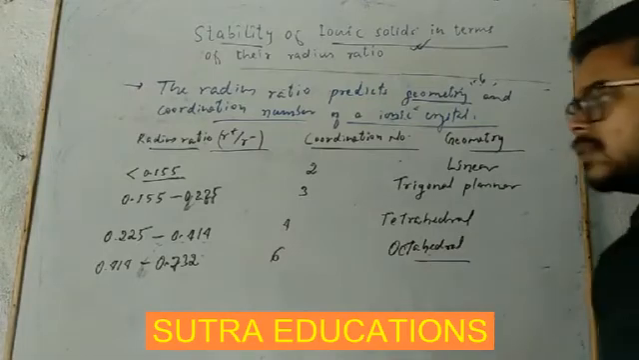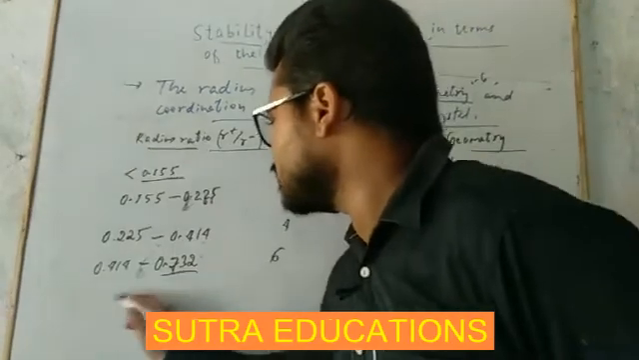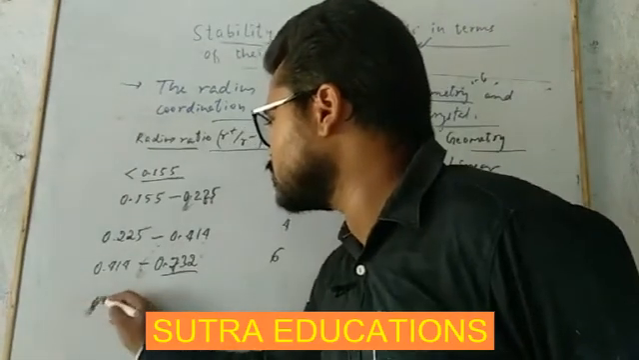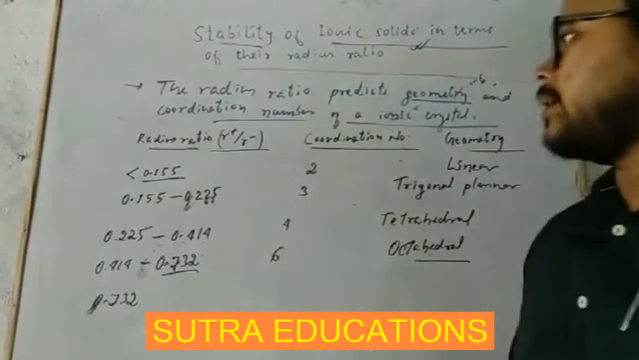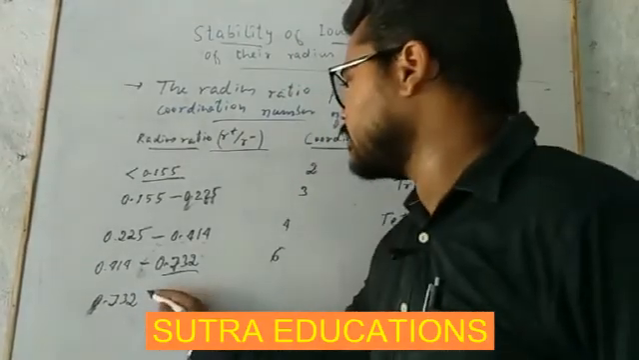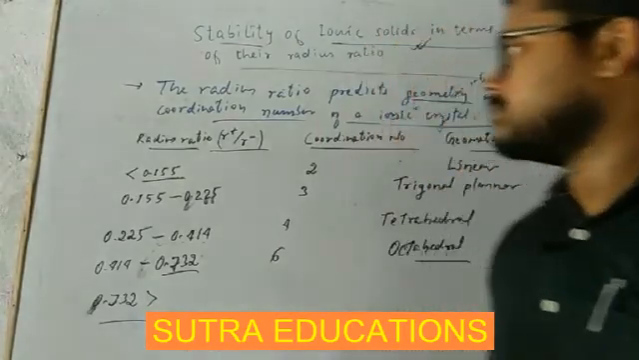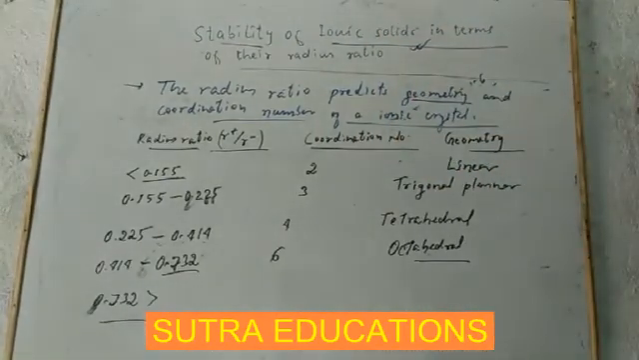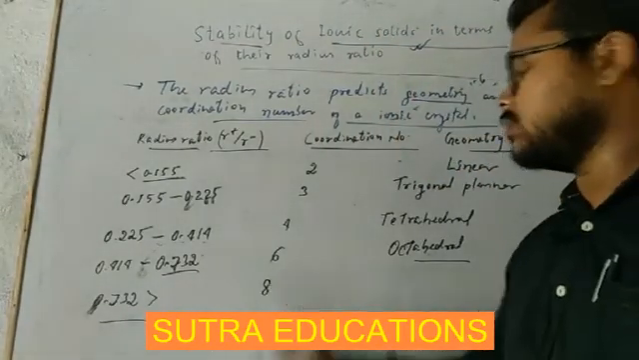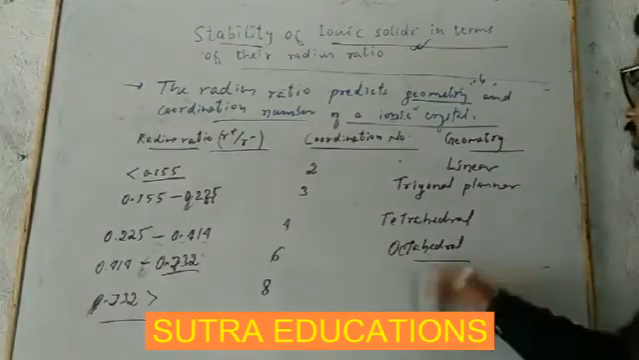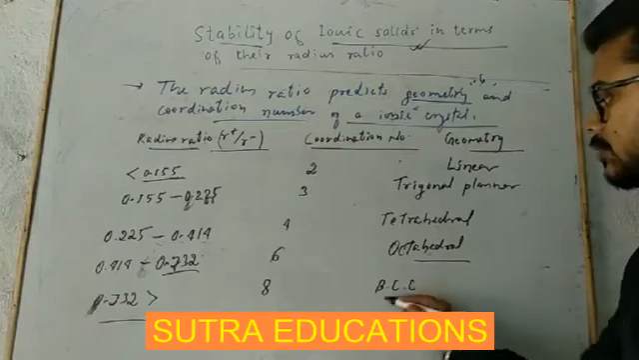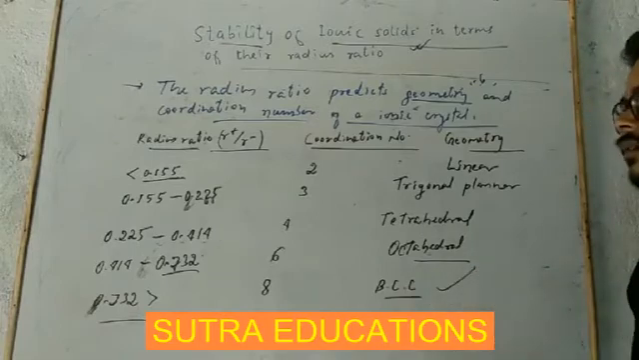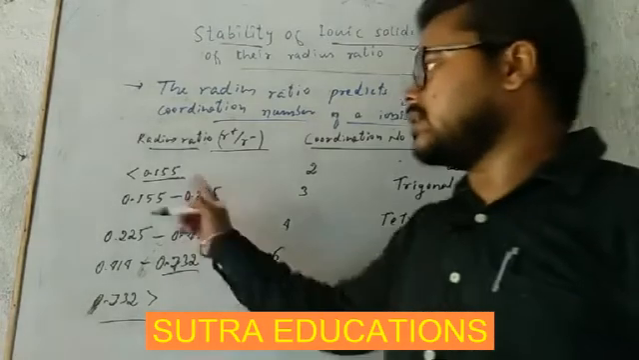Okay, if this is equal to 0.732 and greater than this value, then the coordination number will be 8 and the geometry will be body centered cubic unit cell. Okay, so there is a chart.